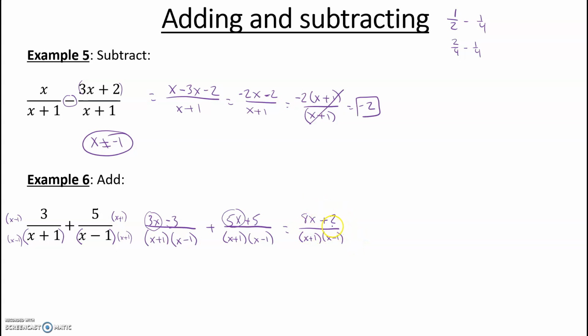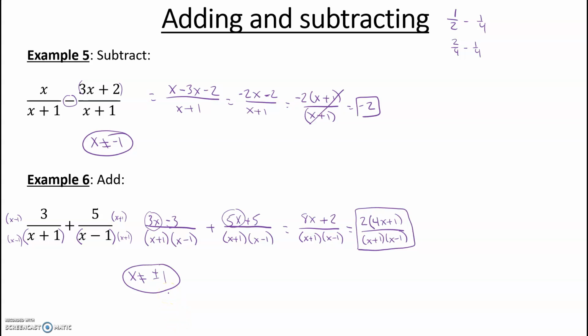Again, factor, see if you can simplify. I see a GCF of 2 up top. So when we pull it out, we got 2 times 4x plus 1. Still the same denominator. And I don't see anything that cancels, so we're actually going to stop there. So sometimes they might not simplify, and that's fine. Here again, x cannot equal negative 1 or positive 1. There's our restrictions to our domain.